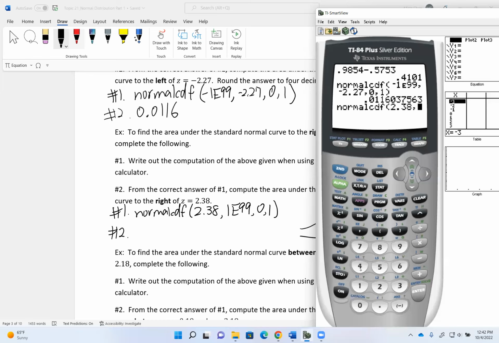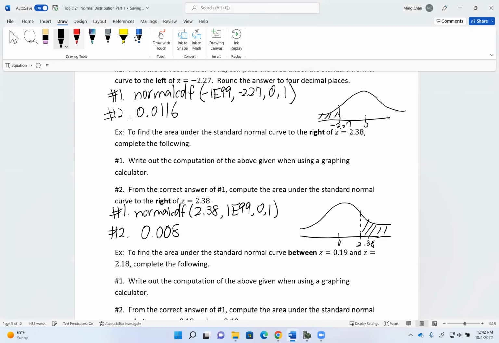2.38, comma, 1E99. Don't use the alphabetical letter E, okay? That would not compute. Comma 0, comma 1. There you go, 0.0087. That'll be my area to the right.